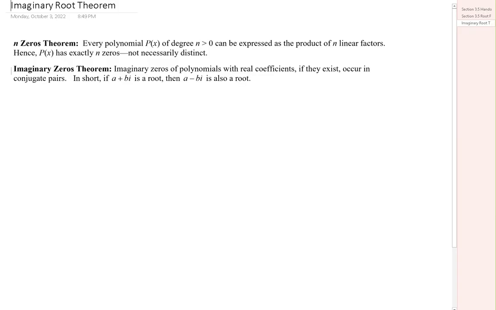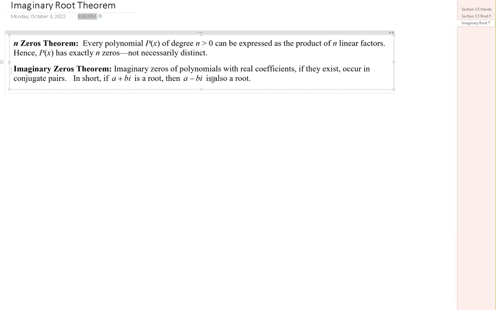There are always 2. They occur in these kind of pairs. If A plus Bi is a root, then A minus Bi is a root. Those are called conjugates. So this is the imaginary zeros theorem.